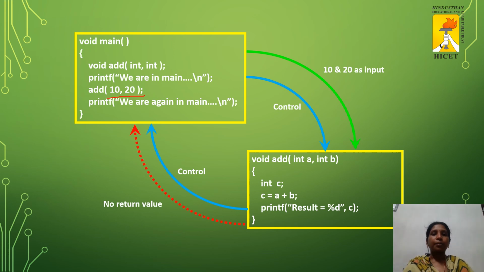So here I'm passing some data to the function definition, that is I'm passing some parameter to the function definition, but there is no return value again to the main function. So this is a best example for function with parameter and without return value.